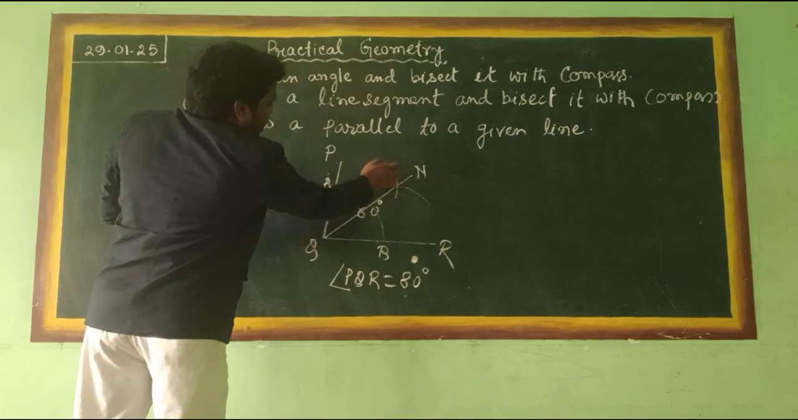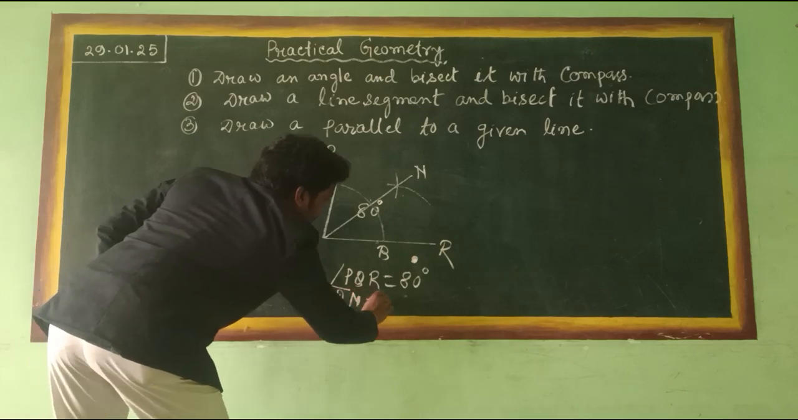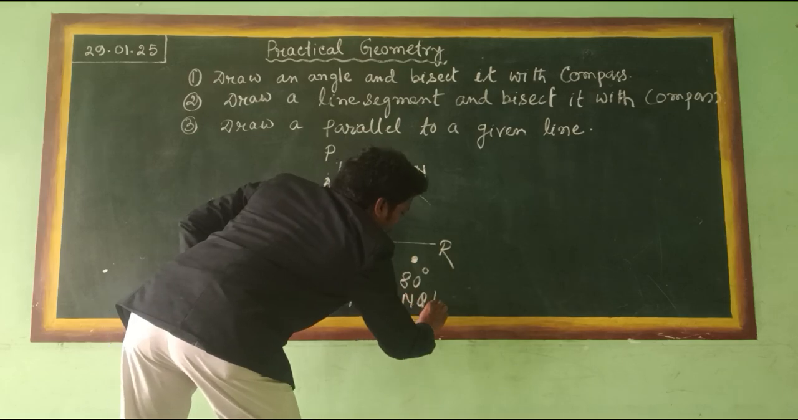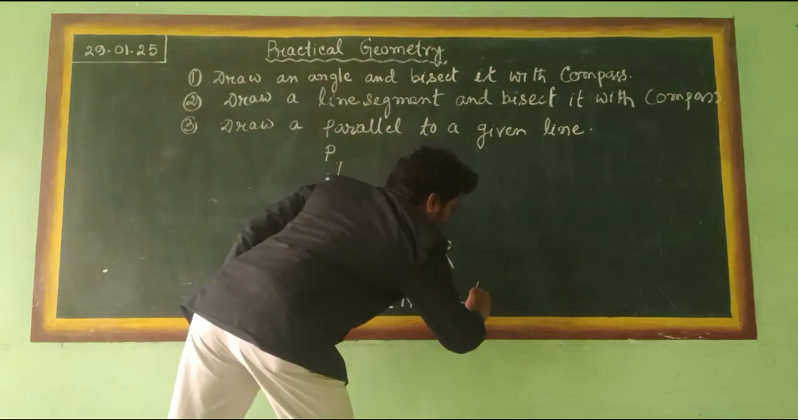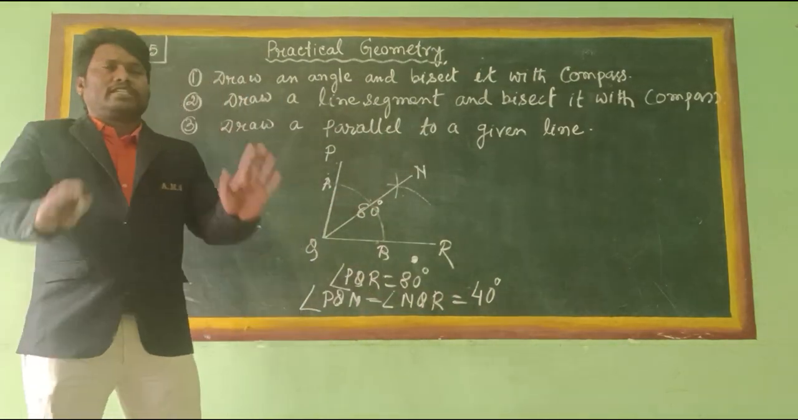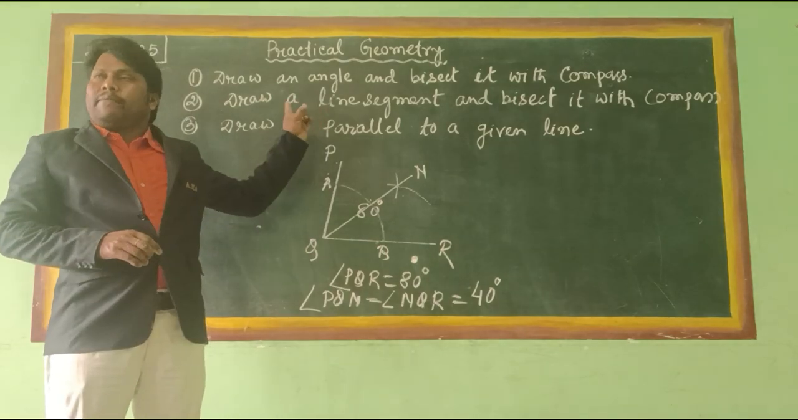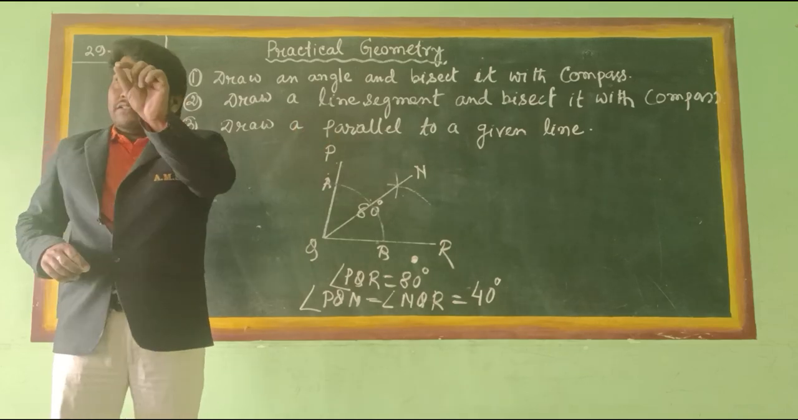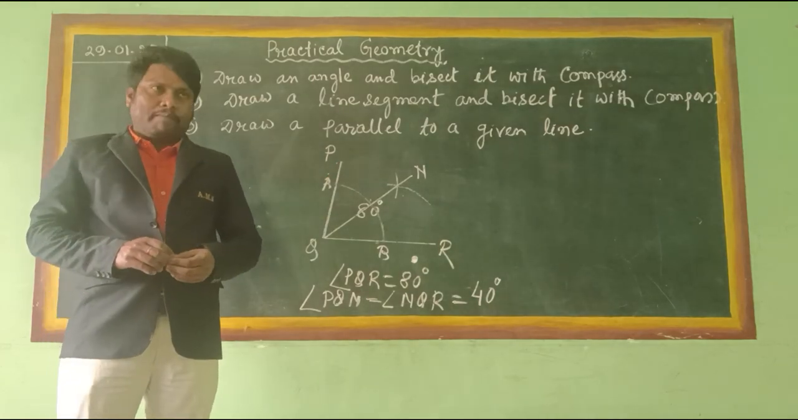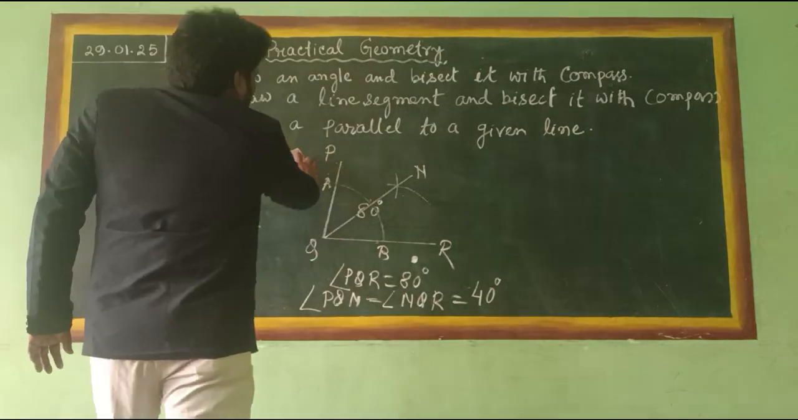How many angles are formed? 2 angles. One angle is PQN, equal to angle NQR. What will be the measures? 40 and 40. The angle was 80 degree. It is bisected. So this is the procedure to bisect an angle. At first I constructed the angle with the protractor and bisected it with the pencil compass. Understand? Now I am going to the second question.